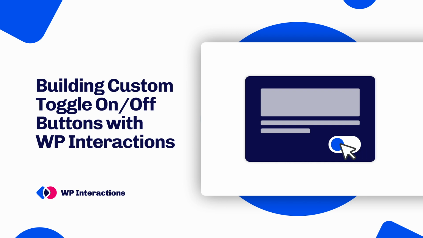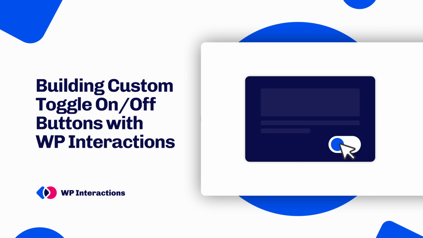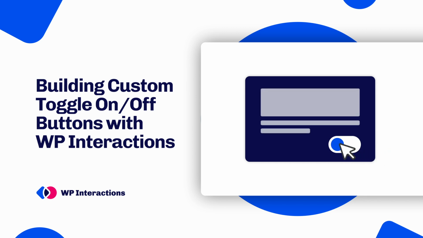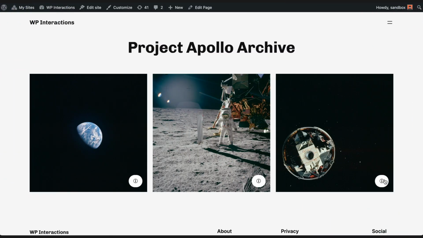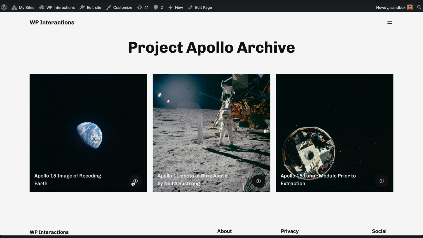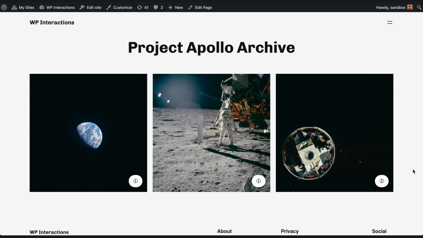In this video, we'll be teaching you how to create toggle on or off buttons with WP Interactions. A regular button in WordPress is usually just linked to a URL. In contrast, a button toggle alternates between two states with each click, allowing users to activate or deactivate features like hiding or showing content. Here's a basic example of a toggle button in web design. It's an information button that, when clicked, will display information about the image. We'll be recreating this exact interaction.